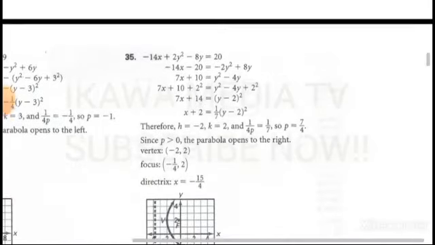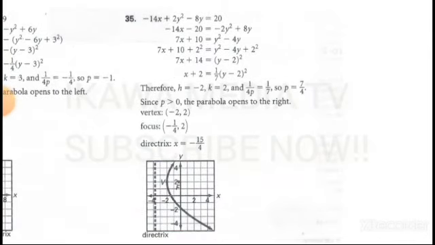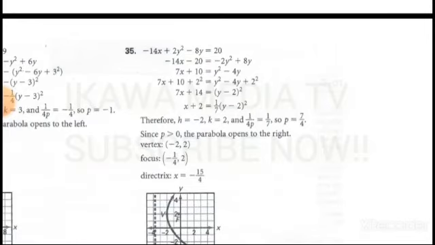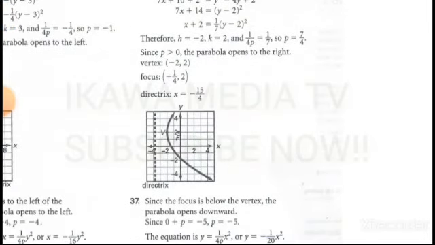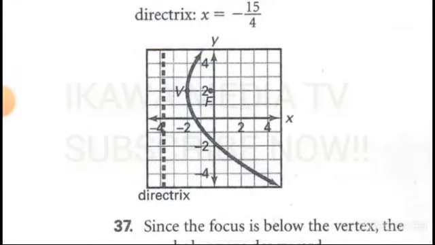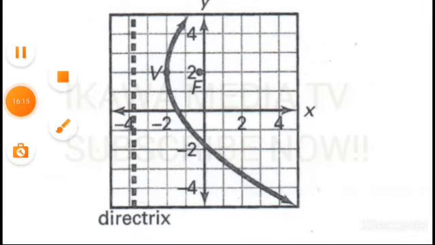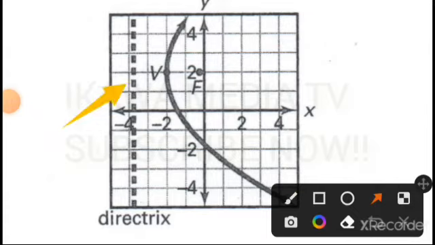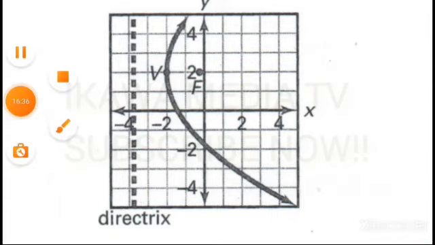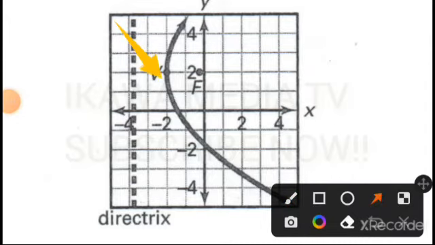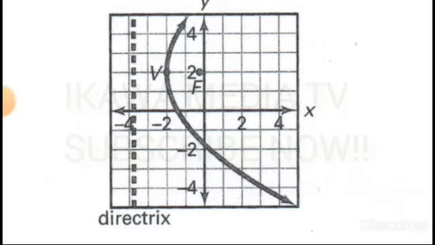We had question 35. The equation is negative 14x plus 2y squared minus 8y equals 20. We proceed with the graph of this equation. We have the graph here, and the vertex, directrix, as well as the focus are labeled. This is the directrix. This is the focus, with the dot. That is the vertex that we were asked to label.